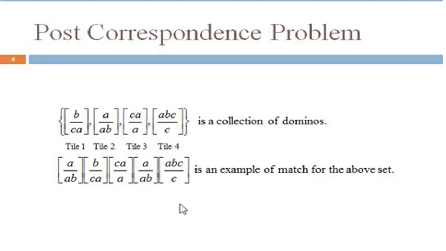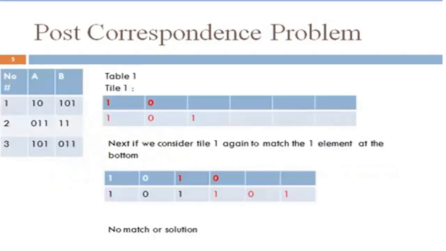PCP is simply a problem to determine whether a collection of dominoes has a match or not. The match should be a finite sequence, and sometimes we often find an infinite sequence, which leads us to the conclusion that the problem is not solvable, or unsolvable.